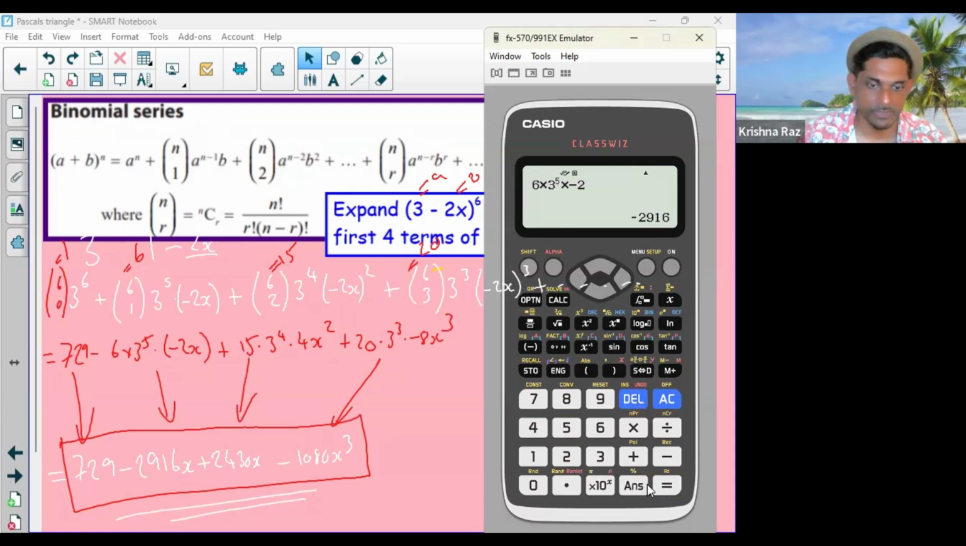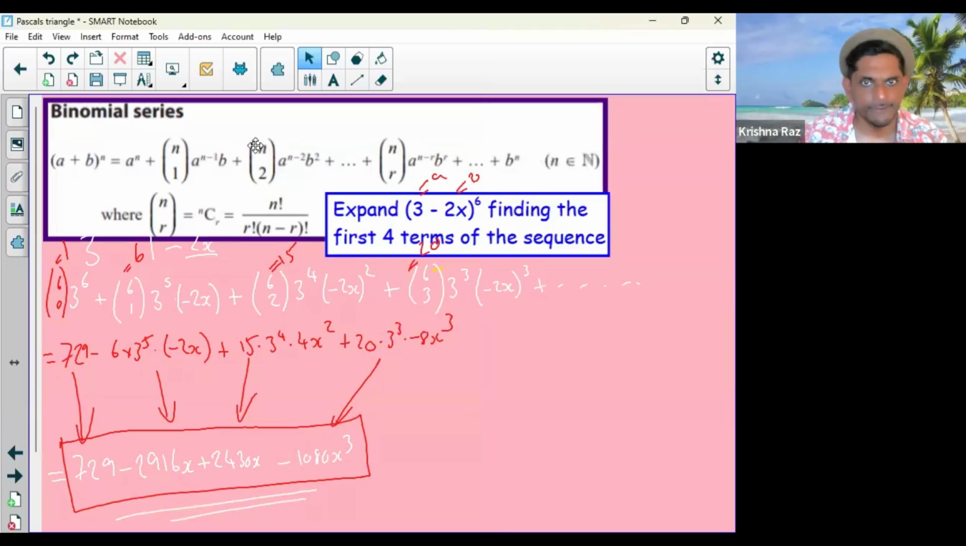And we get the same thing, yeah? So a lot of you would have seen that in the AS level. So this is the AS level binomial expansions.